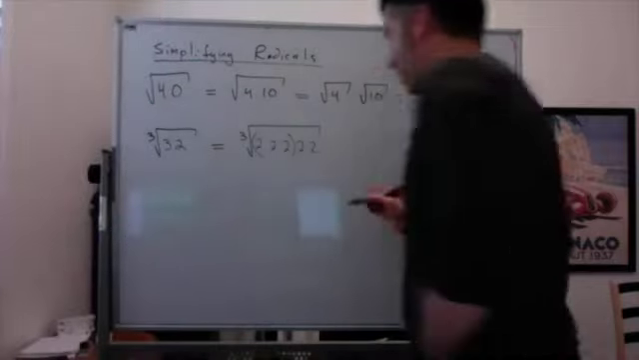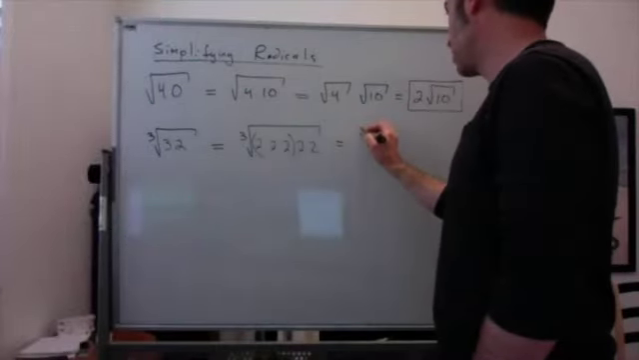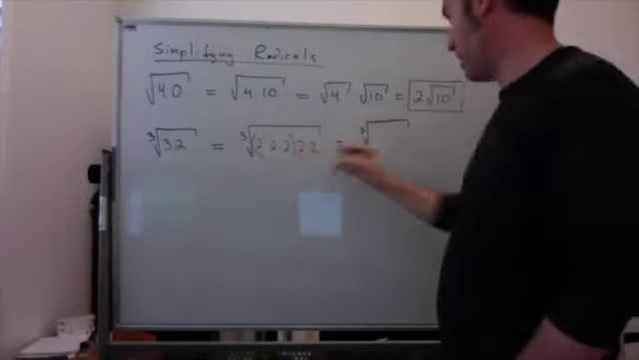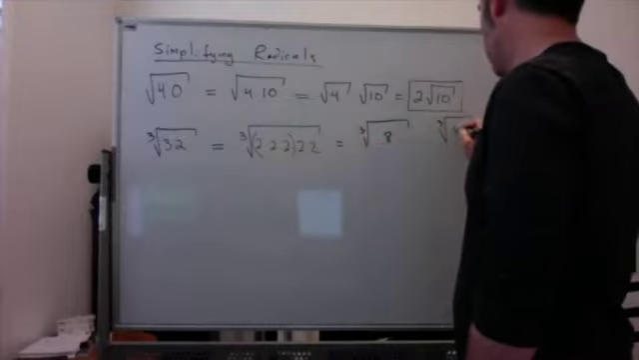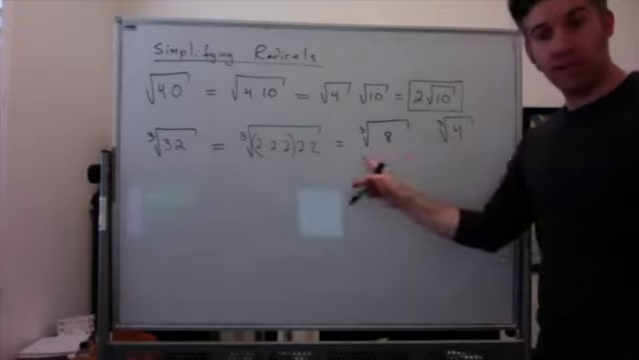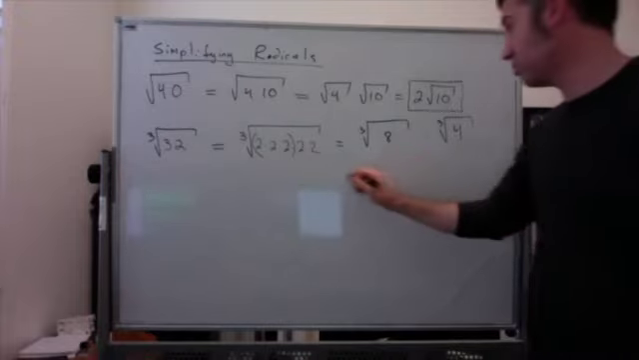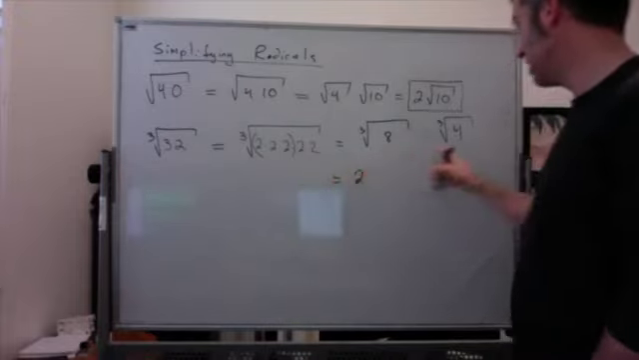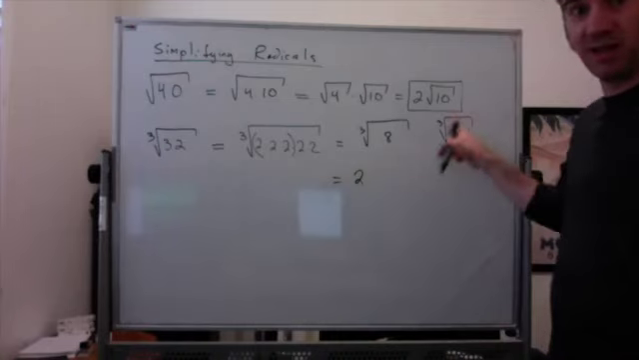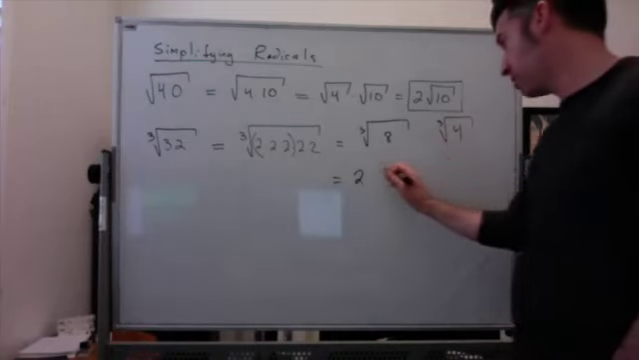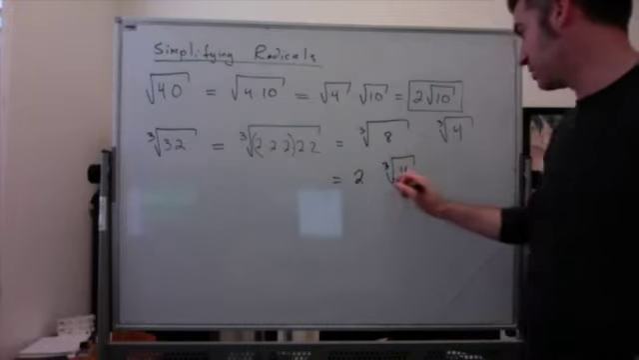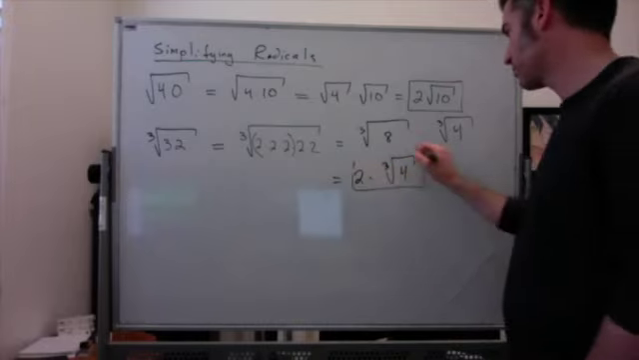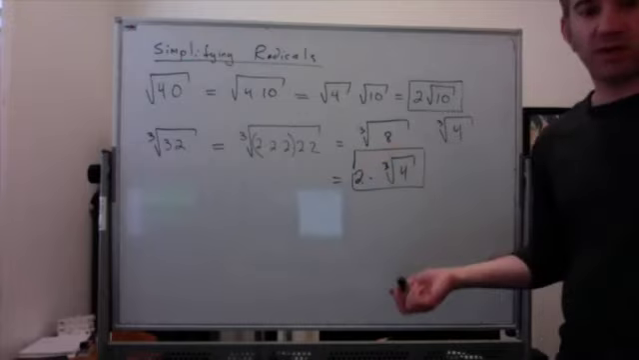I can also break it up, right? I can write this as the cube root of 8 times the cube root of 4. This simplifies, right? Cube root of 8 is 2. This we're stuck with, right? There isn't another cubic factor in there. So that's how this would simplify. And that's generally kind of the idea.